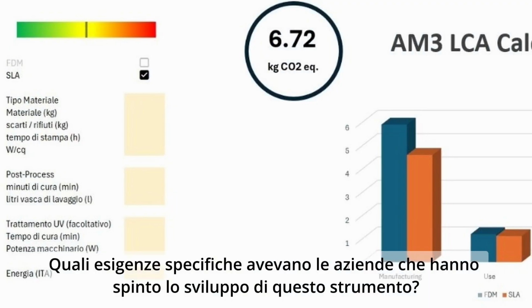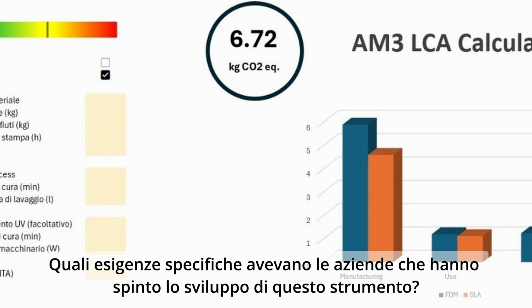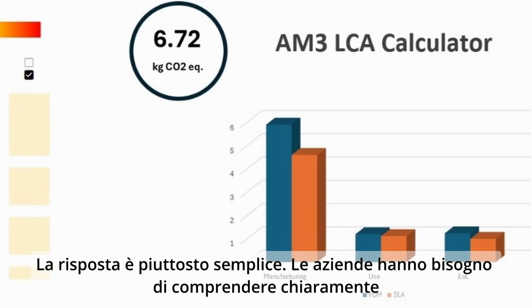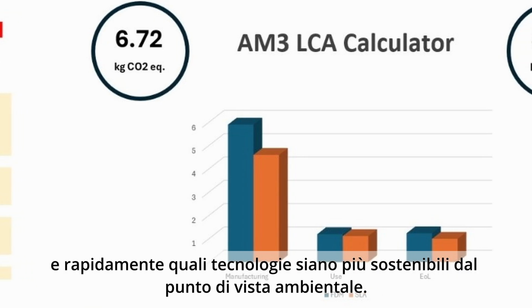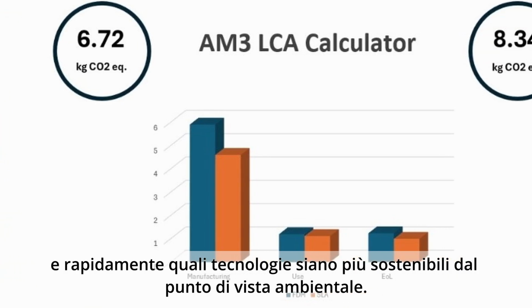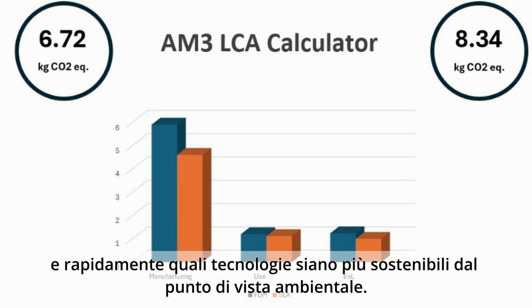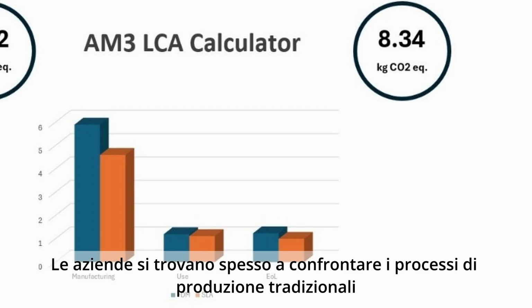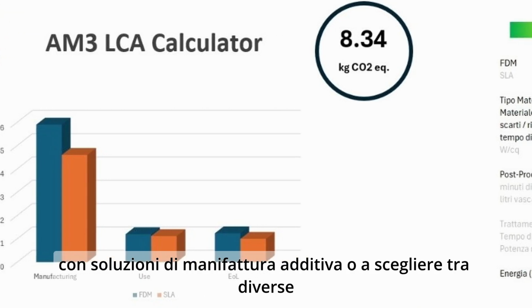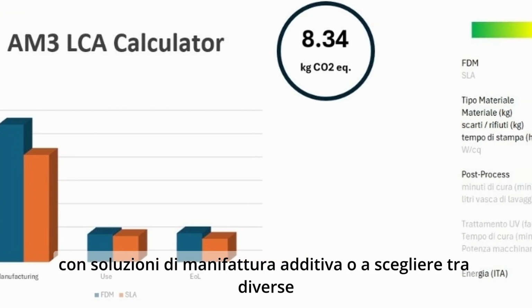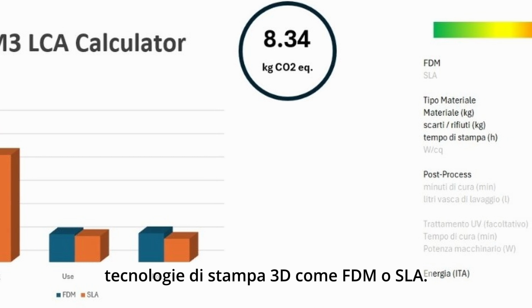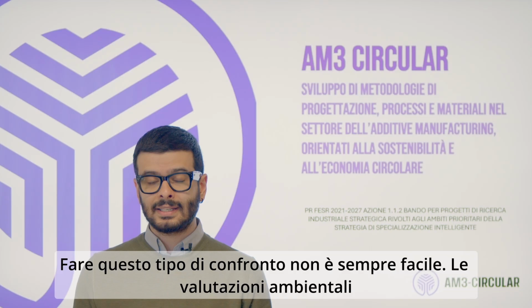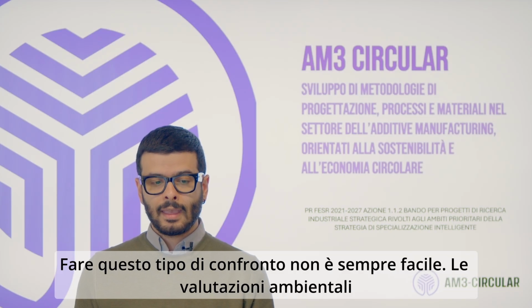What specific needs did companies have that drove the development of this tool? The answer is quite simple. Companies need to clearly and quickly understand which technologies are more environmentally sustainable. Companies often find themselves comparing traditional production processes with additive manufacturing solutions or choosing between different 3D printing technologies, such as FDM or SLA. Making this type of comparison isn't always easy.